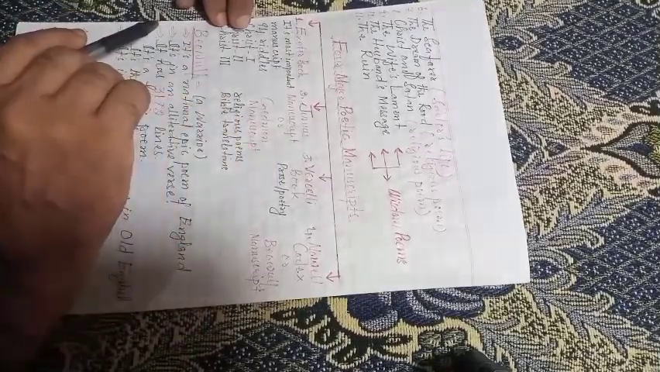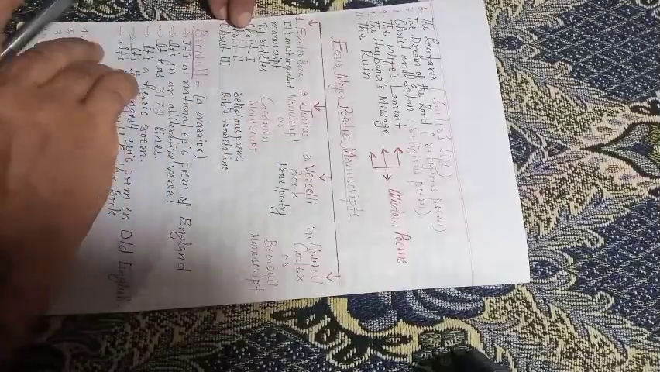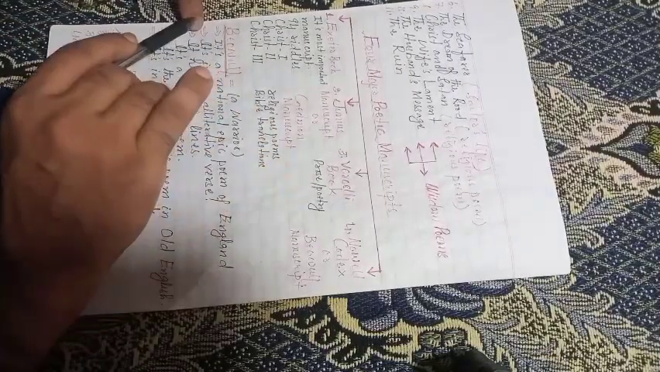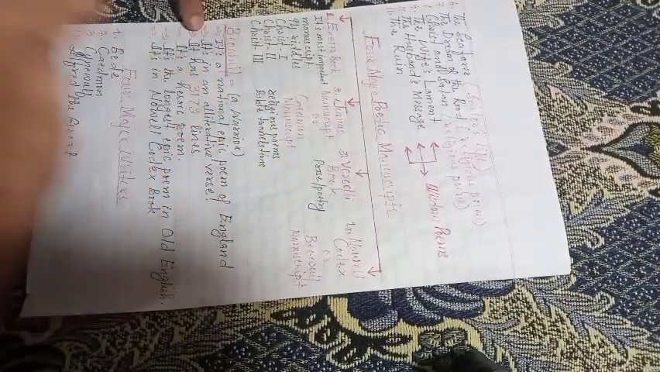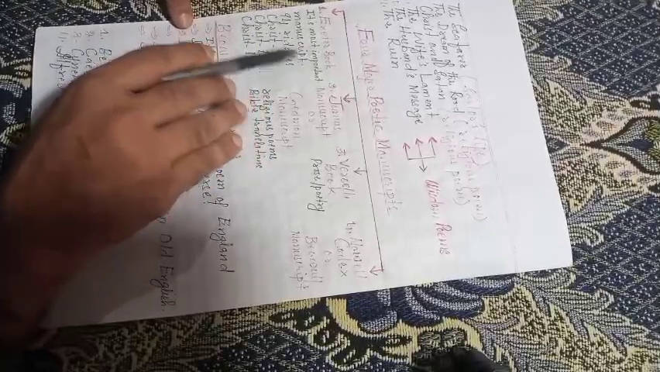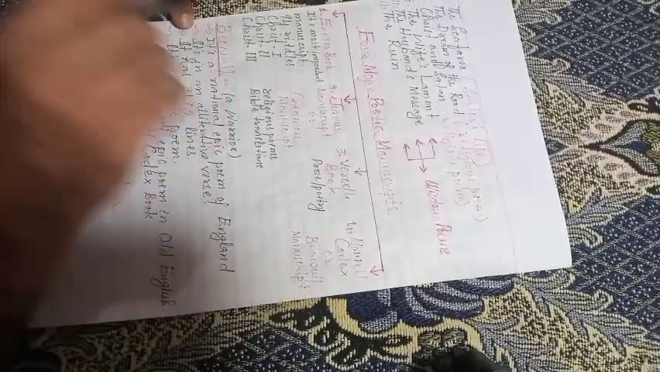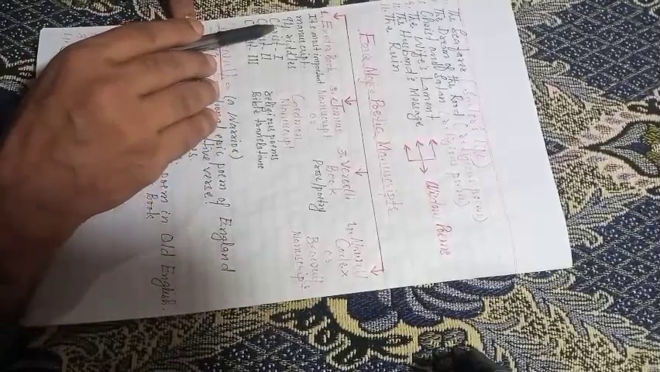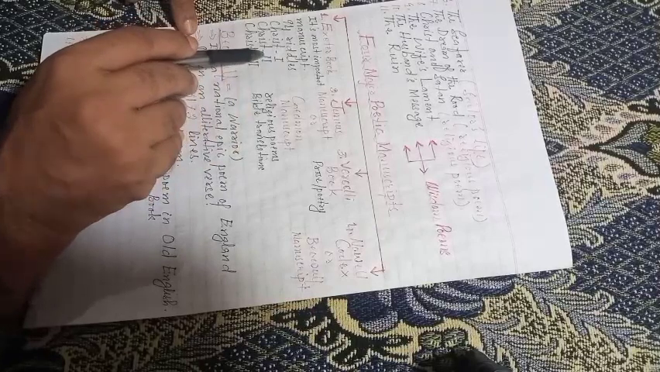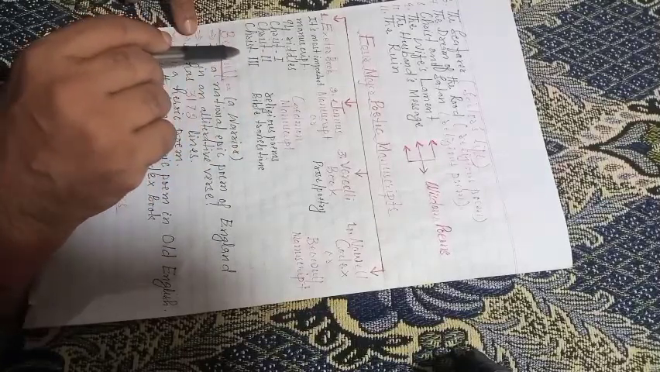Now we will discuss the four major poetic manuscripts. These below are the four major poetic manuscripts. The first one is the Exeter Book. It is the most important manuscript, and 94 riddles are written in this book. The Christ 1, the Christ 2, the Christ 3.